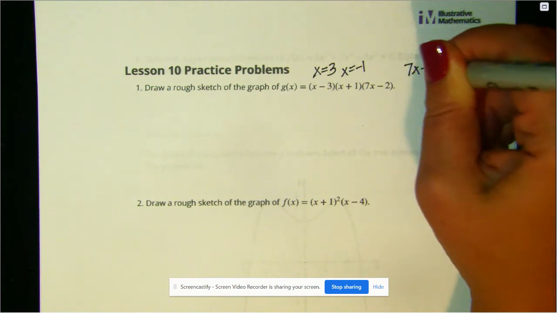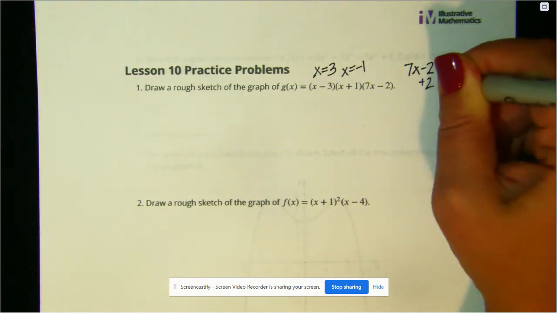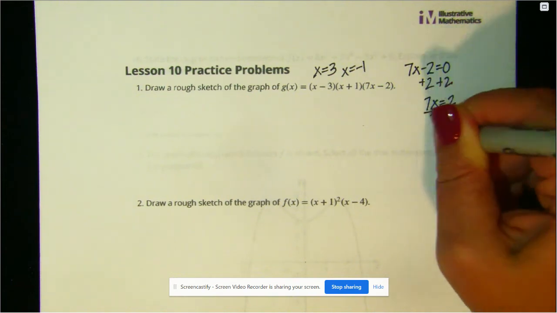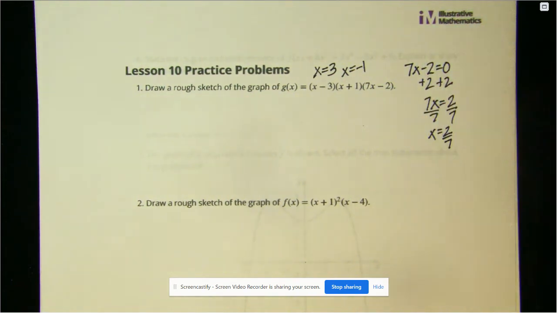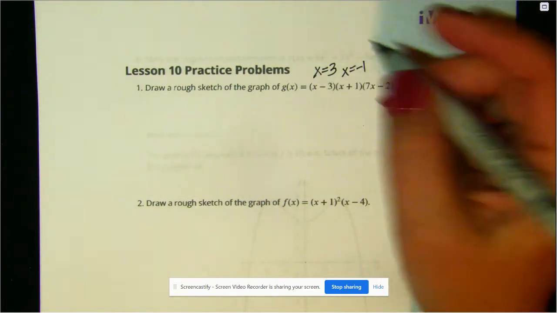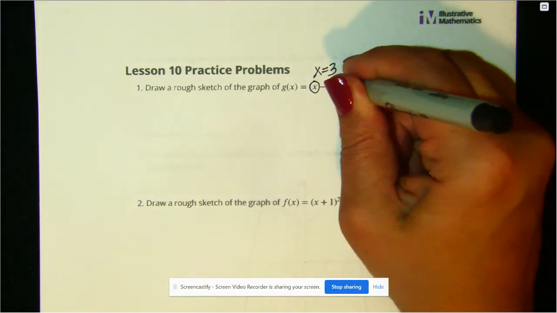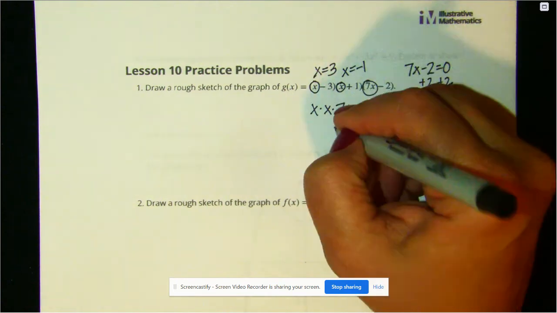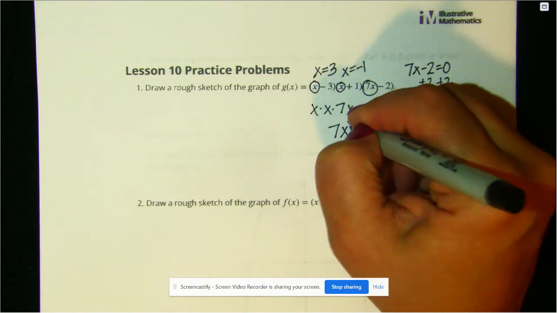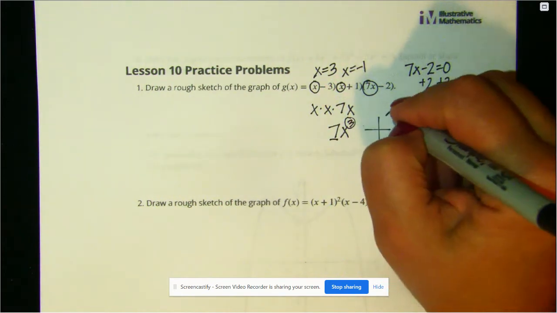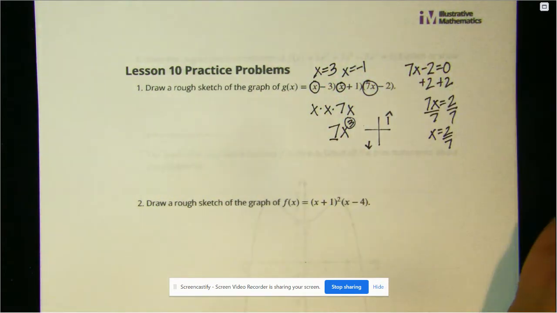in case you don't know how to do it in your head quickly, it's going to touch at about 2/7. Okay, and then now what's the end behavior? Well, if I want to know the leading term, I can do this times this times this. X times 7x is 7x to the third. So it's an odd with a positive. So it's going to be going up over here and down over here.